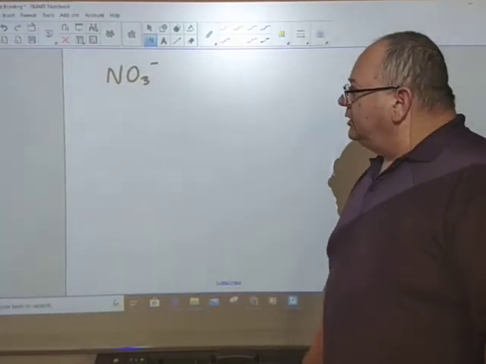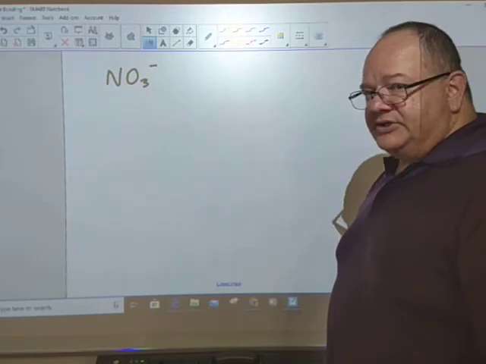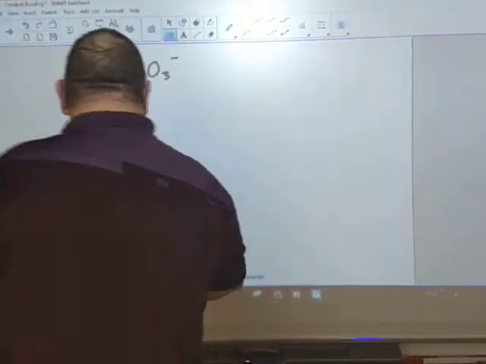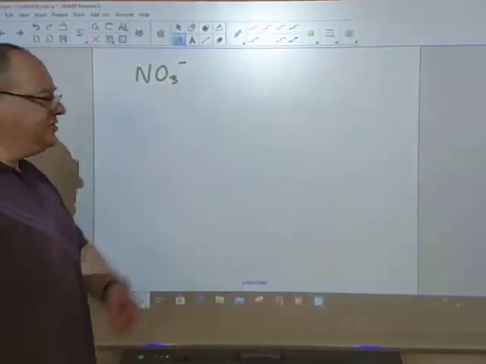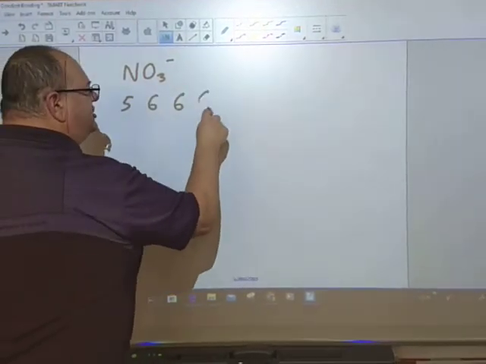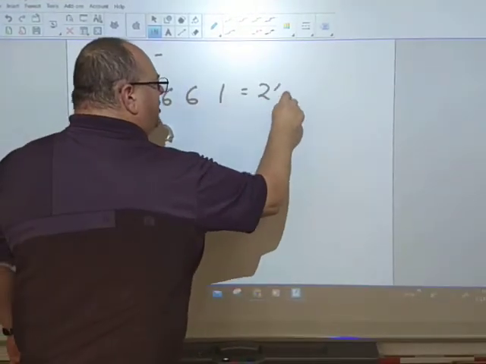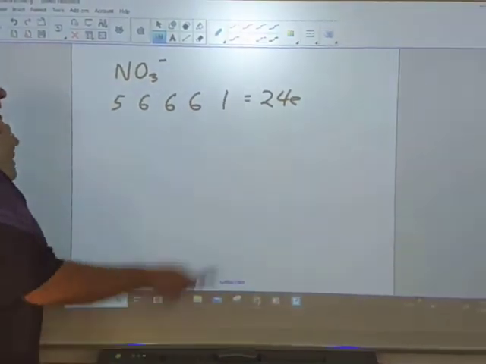All right, we're almost there. We're going to look at this nitrate ion, NO3 minus. And if we follow our steps, 1, count valence electrons. Nitrogen is 5, oxygen 6, another oxygen, 1 extra electron. That's going to be 24 electrons altogether.